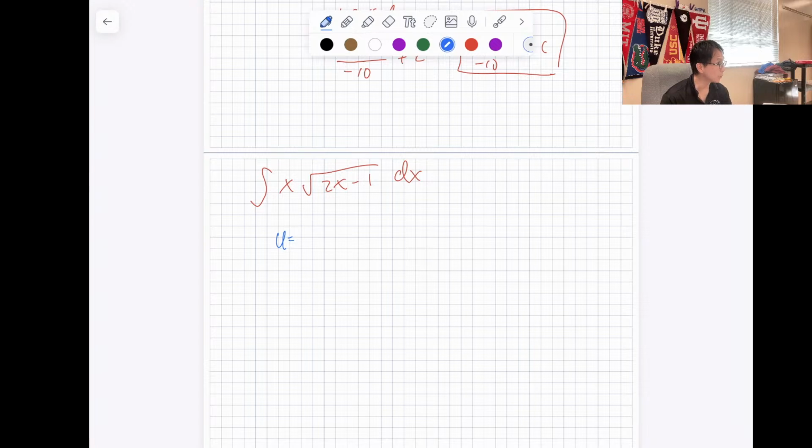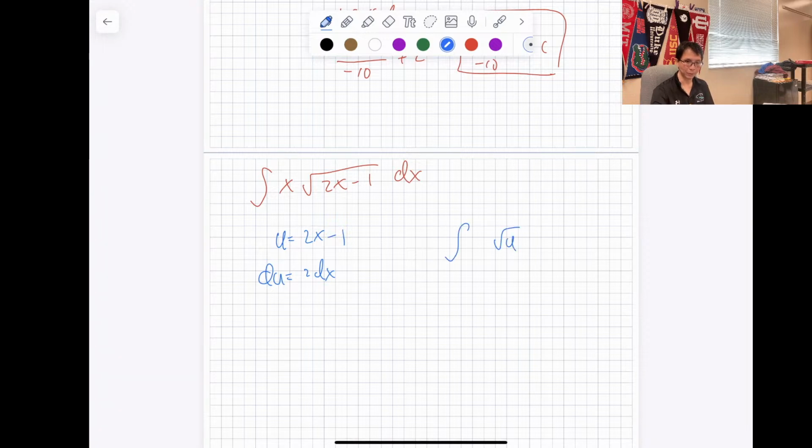But I will say u equal to 2x minus 1 is correct. That's the only way you can possibly think about it. And du is equal to 2 dx. Is that okay? Yep. Now, what do I do after that? So I'm going to get to the integration of square root u. This one is going to be du over 2. Does that make sense? And there is x.